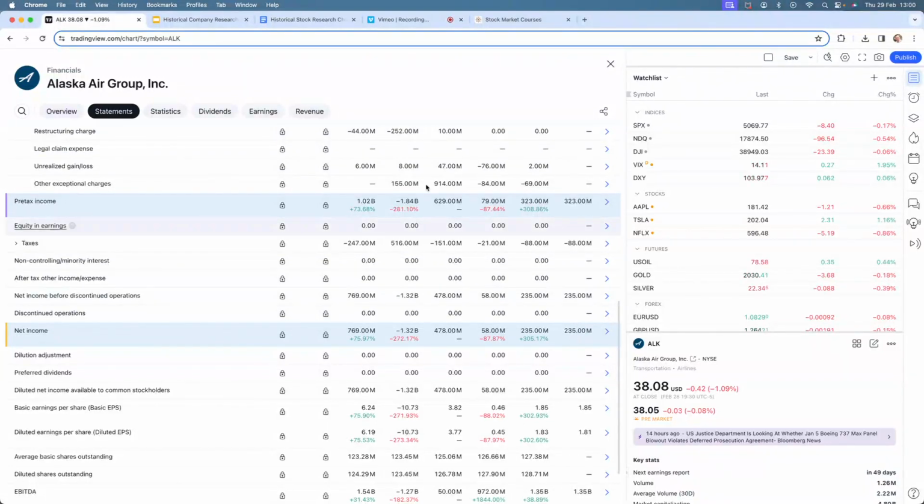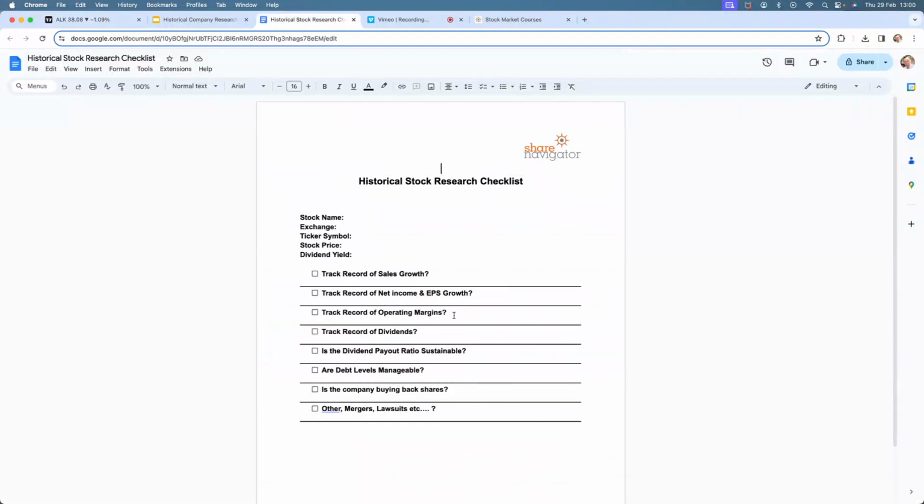So next, what we're going to do is move on. In our next video, we're going to have a look at operating margins. So is the company keeping their operating margin stable? And that will be the next thing we look at for Alaska Airlines.